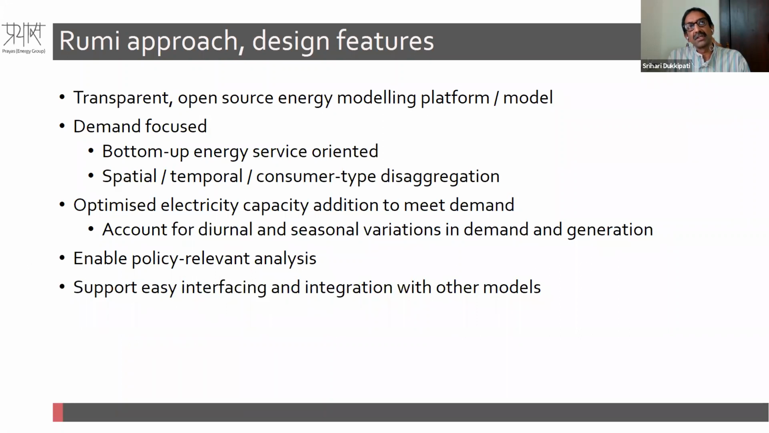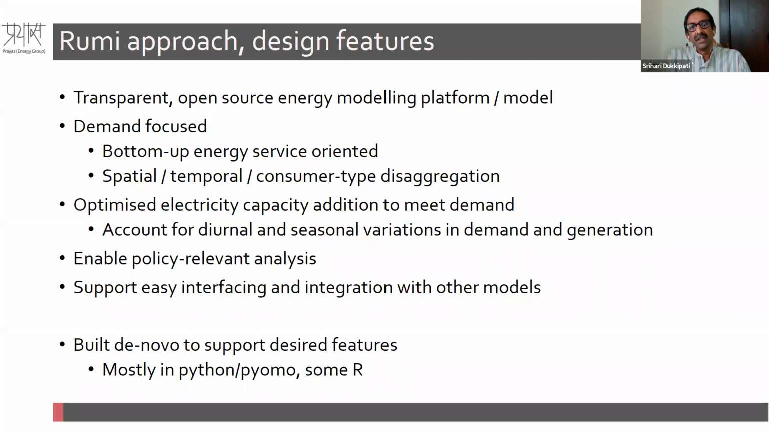Finally, we do not think that Rumi will be a one-stop solution for all modeling needs, obviously. And no modeling framework would probably meet that, but we wanted Rumi to be easy to integrate with other models, perhaps those that are looking at various other aspects of the energy sector that are not covered under Rumi, as well as other allied sectors such as land, air, and water. So we wanted it to have an easy, simple interface to be able to integrate with these other models.